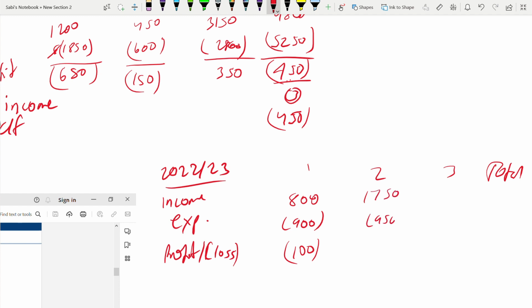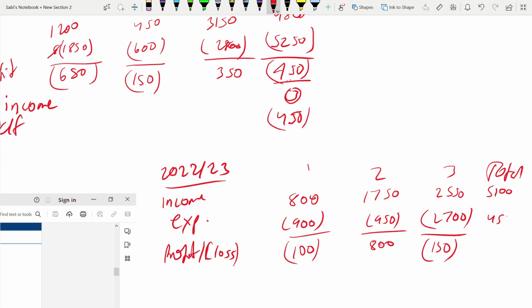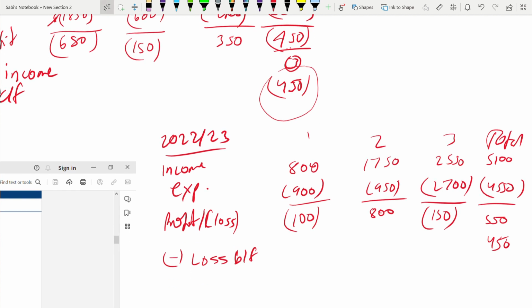1,750, 950, 800 profit. 2,550, 2,700, it's a loss of 150. 5,100, the total, okay? 550, it's a profit of 550. Remember, this year you are making 550, last year it was a 450 loss, so bring it forward and set it off this year. Less loss brought forward. How much? 450. You can set off the entire 450 because your profit this year is greater than your loss of the last year. So you will be left with 100 property income this year. This will be charged to your income tax.